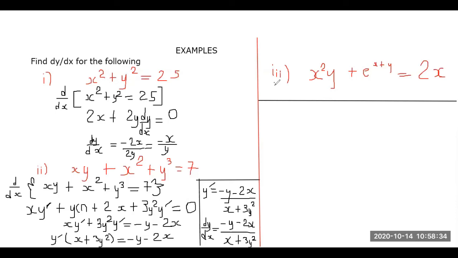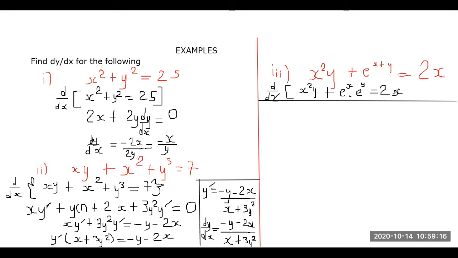So step 1, we have to write that we need to find d by dx of this entire thing right here, which is x squared y plus, now look how I'm going to break up e to the x plus y. By laws of indices from primary school or from grade 9 or grade 10, we learned that e to the x plus y can be written as e to the x times e to the y, right? And that is equal to, so e to the x times e to the y, and it's equal to 2x.